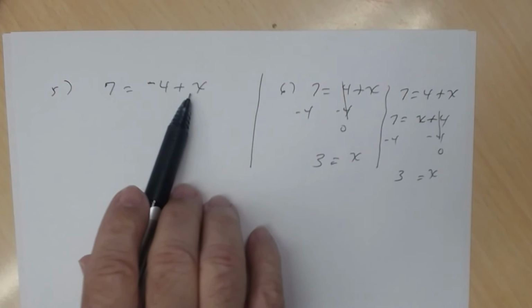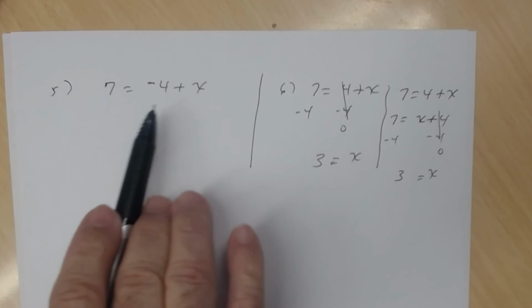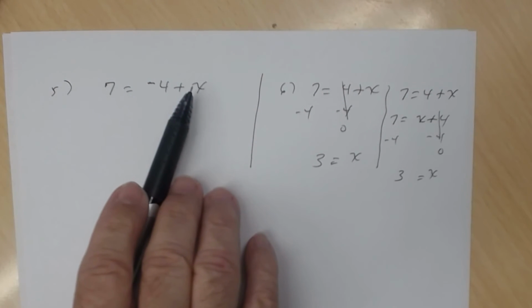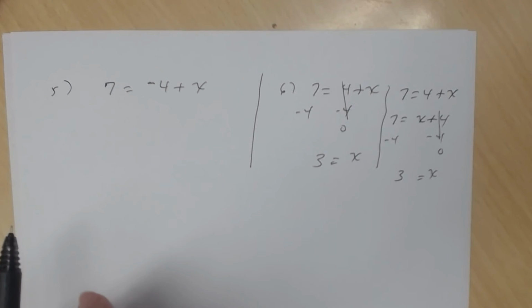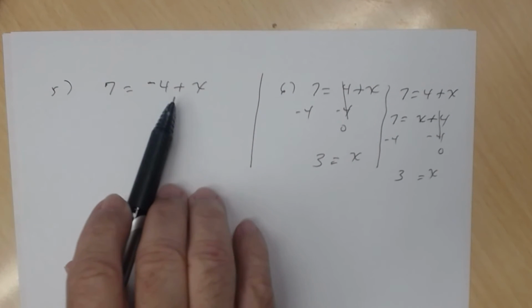Okay, so let's think of it in a couple of ways. Here this says I'm adding a negative 4 to x. All right, and so the question is, you got to think about this. If you put something down, see if it makes sense. All right, so I'm adding a negative 4.